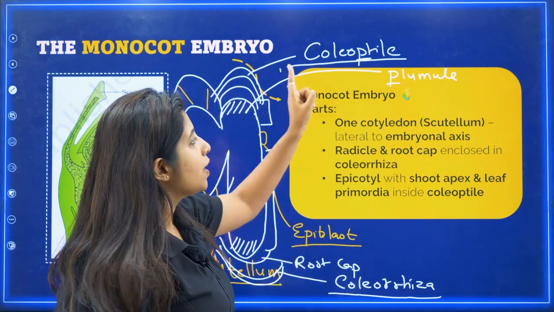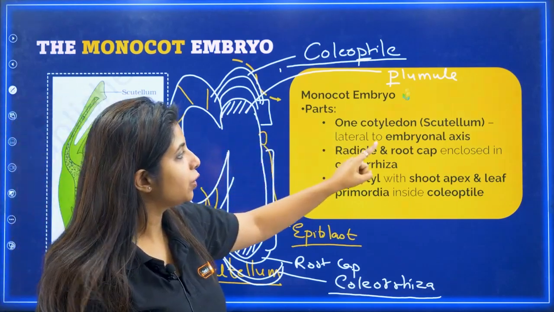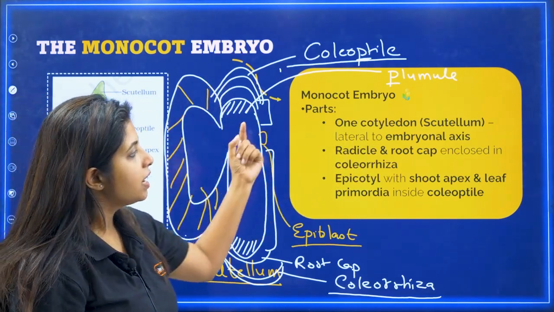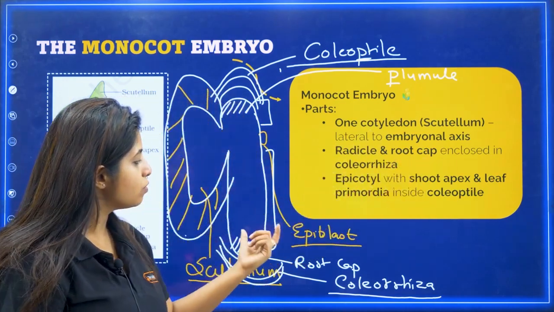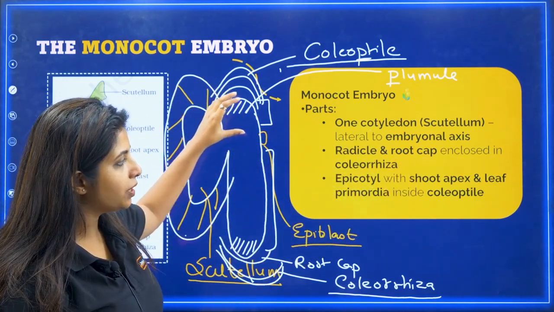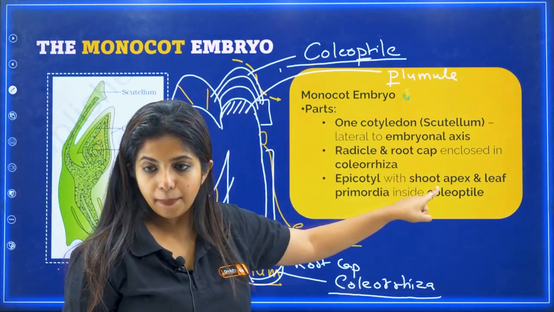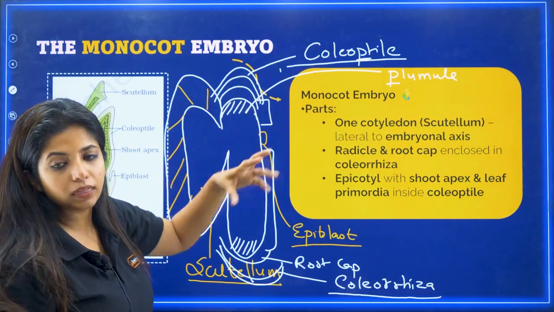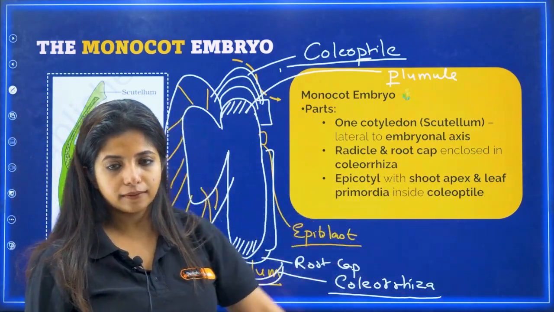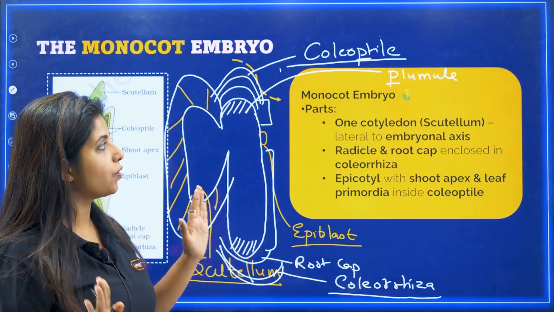So, monocot embryo parts. There is one cotyledon which is known as scutellum, lateral to the embryonal axis. This is the lateral side, one side of the embryonal axis. Radicle and the root cap is enclosed in coleorhiza. Epicotyl with the shoot apex and leaf primordia inside the coleoptile. Shoot apex and the leaf primordia, as in the one that will be giving rise to the leaf. Both of them are inside what? The coleoptile region out there. Done. So this is about the monocot embryo.